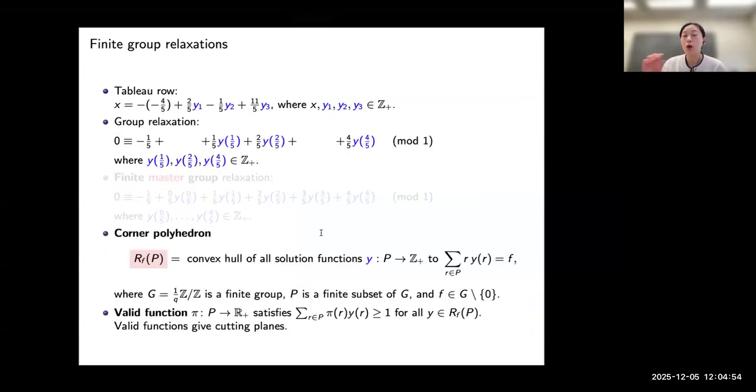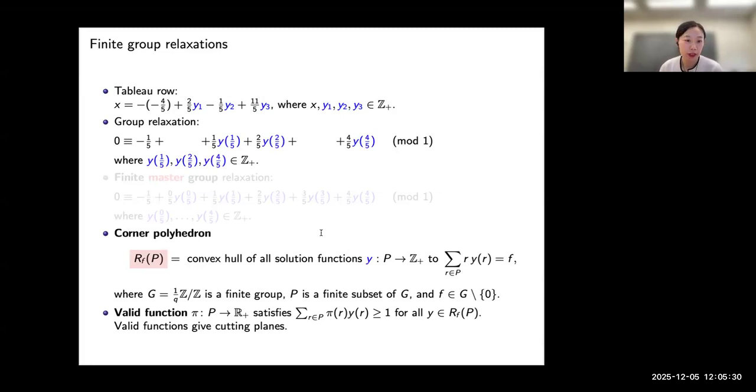Well, we take one row from the optimal simplex tableau for the LP relaxation. Consider y as the non-basic variables. They are non-negative integers. Now we do a relaxation on the basic variables. We relax non-negative integers x to just integers. That is, we read the row modulo 1. Now we consider all solutions y satisfying this group equation. This is usually called the corner polyhedron.